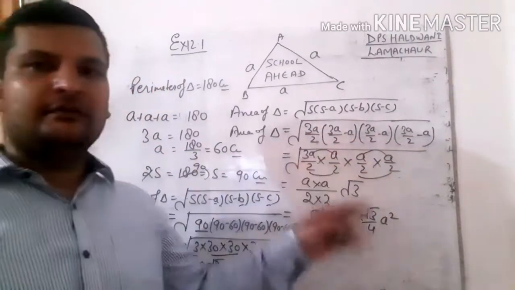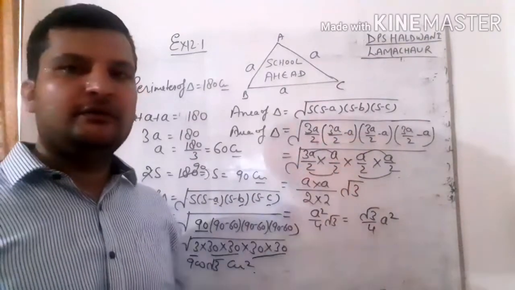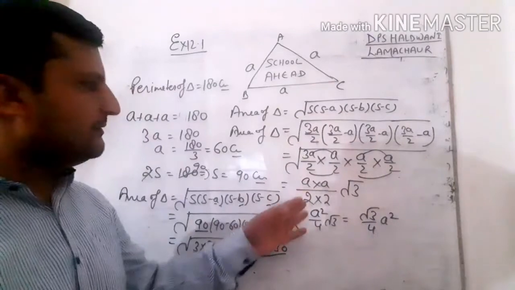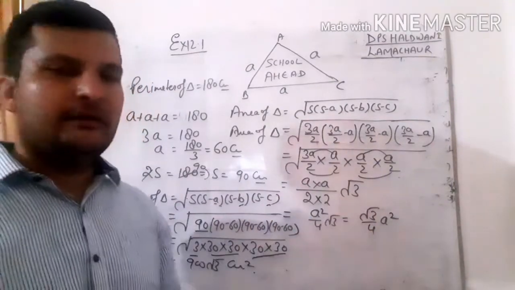So we have solved it. We have taken the LCM. So 3a minus 2a is a by 2, and 3a by 2, we have written it here. So we have found the first term is root 3 by 4 into a square.